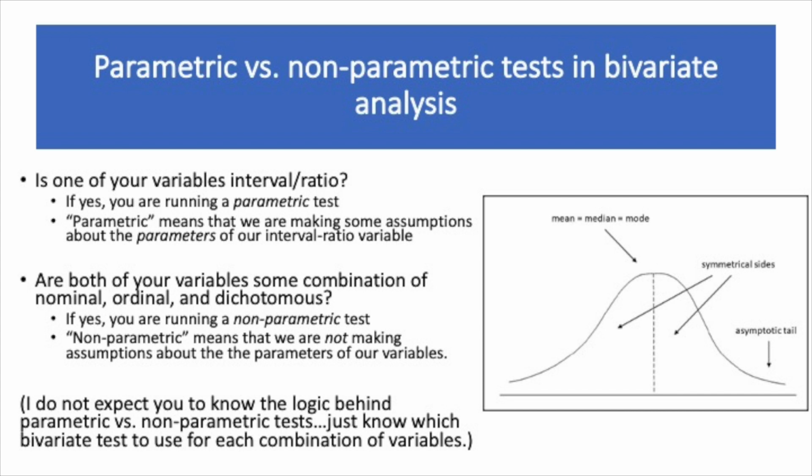Again, the thing I want you to take away from this, or to know, is that you're going to use a parametric test when you have an interval ratio variable in your bivariate analysis. Now, there are plenty of situations where we aren't going to have an interval ratio variable in our analysis. In this case, we're going to run a non-parametric test for inferential statistics. So if we, for example, have two nominal variables, or we have a nominal or an ordinal variable, this is when we're going to run non-parametric tests.